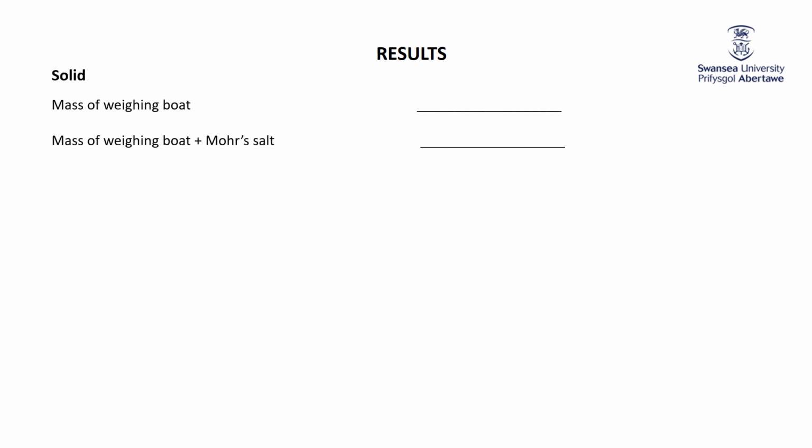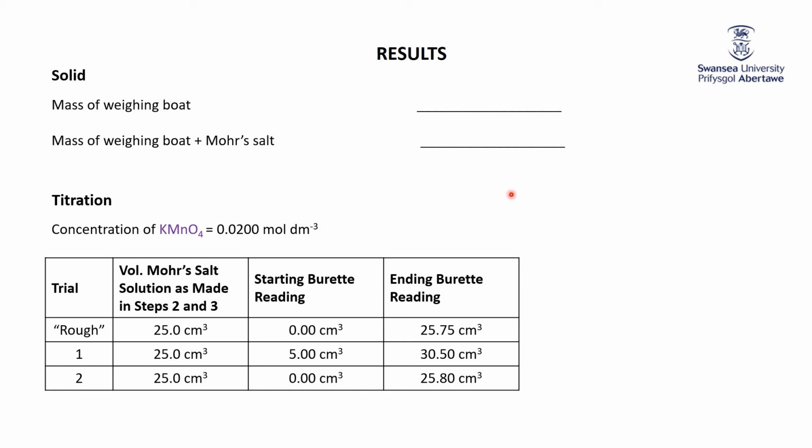Anyway, here are the results with the solid. If you remember earlier, I showed you the mass of the weighing boat, and then the mass of the weighing boat plus the Mohr's salt. So that will give you the mass of Mohr's salt that I added in there. For my titration, the KMnO4 solution was 0.0200 moles per cubic decimeter. So that's good within 3 significant figures. And then my rough titration here, I took 25 cubic centimeters of the Mohr's salt solution. Starting burette was 0, as you saw, ending burette 25.75 cubic centimeters.